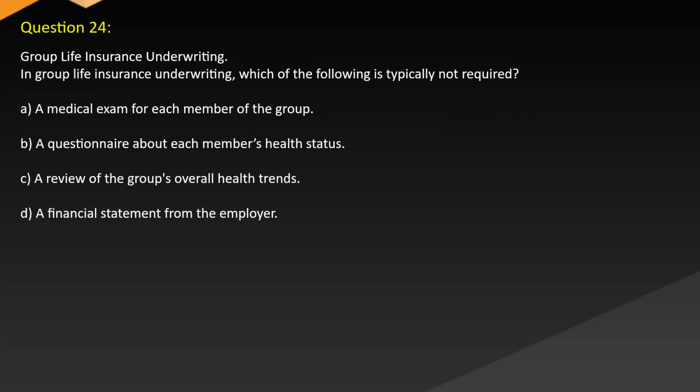Question 24. Group life insurance underwriting. In group life insurance underwriting, which of the following is typically not required? A. A medical exam for each member of the group. B. A questionnaire about each member's health status. C. Review of the group's overall health trends. D. Financial statement from the employer.